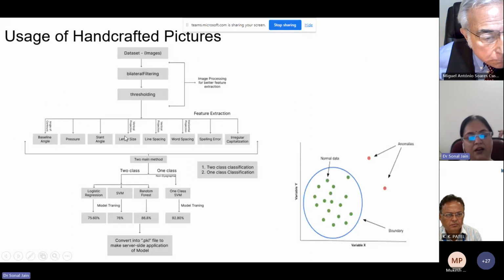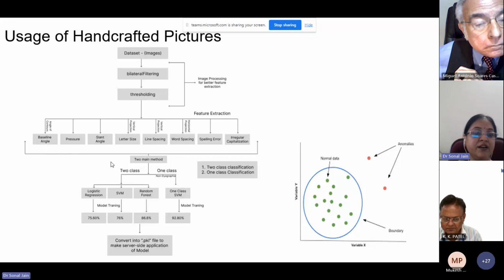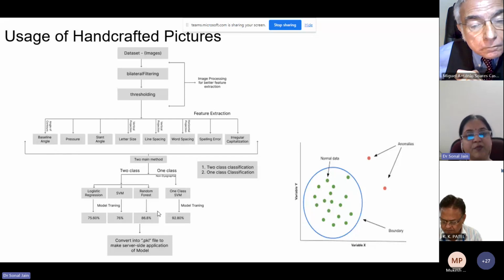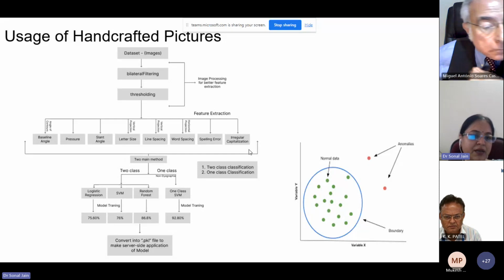So this is the flow of working with handcrafted features. In my last slide, I would also share certain challenges we faced. As I shared a few minutes ago, we tried to extract certain features like baseline angle, pressure, slant angle, letter size, line spacing, word spacing, spelling errors, and irregular capitalization. We have written algorithms for this, but the challenges lie in each and every algorithm, because we were struggling with getting good OCRs.